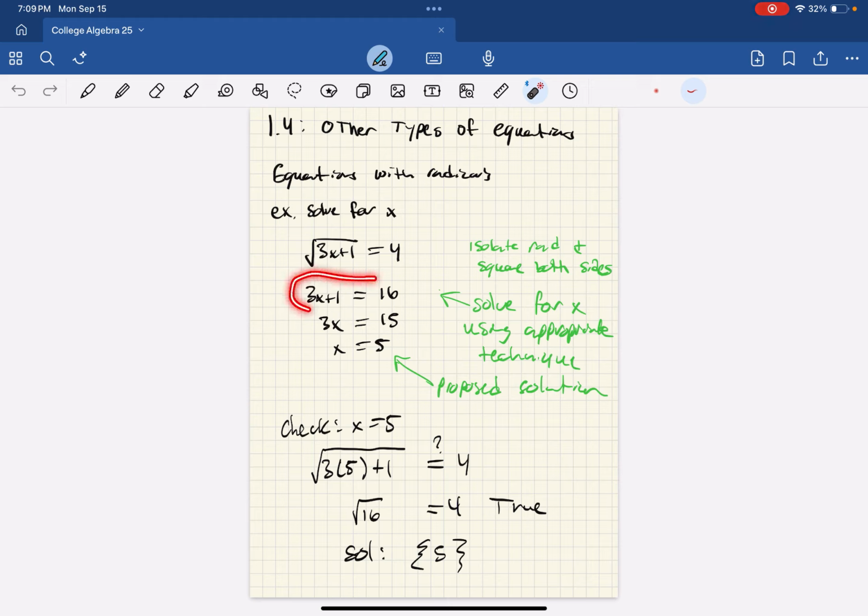Now, whatever type of equation we get after we square both sides, we just solve using any appropriate technique. So this is just a single variable linear equation, and we get x equals 5. Let's put in our minds that we do need to check these because we can run into situations where the proposed solution does not actually solve the original statement. So this one, we do get a true statement.